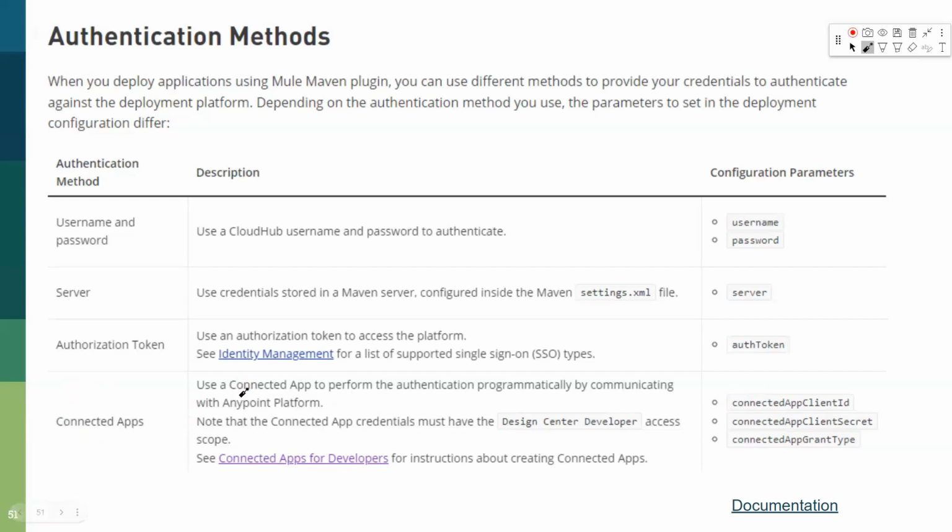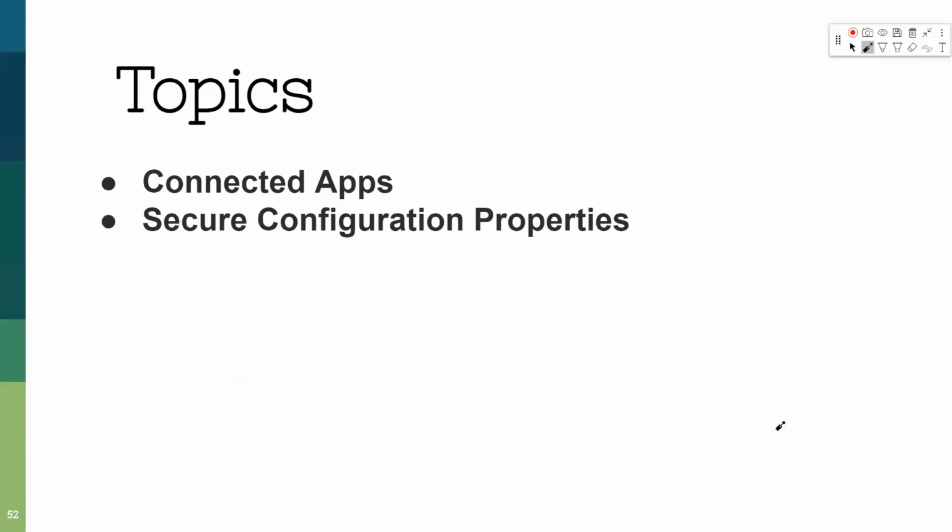We'll understand it better. This one is the main topic we have today: using connected apps to deploy to CloudHub by including this in the server tag in the settings.xml in our Maven, and also just providing these credentials in the command line without including them in any file. That is what we are going to see today.